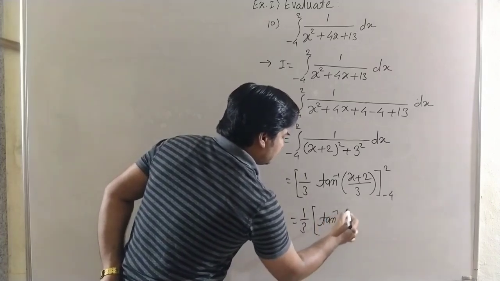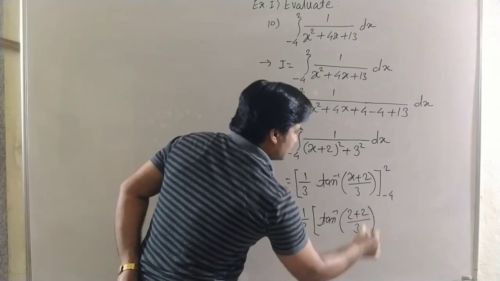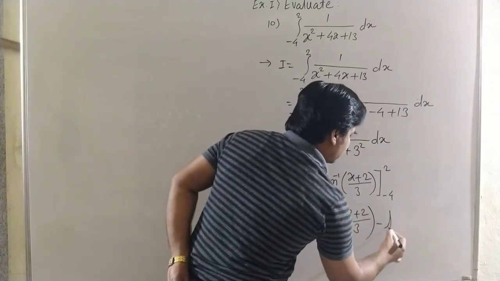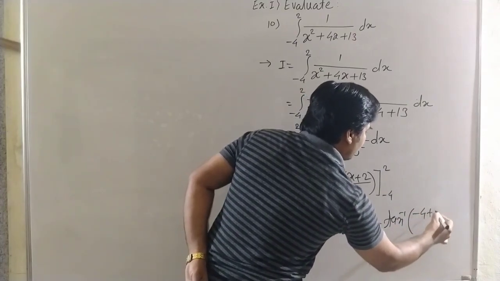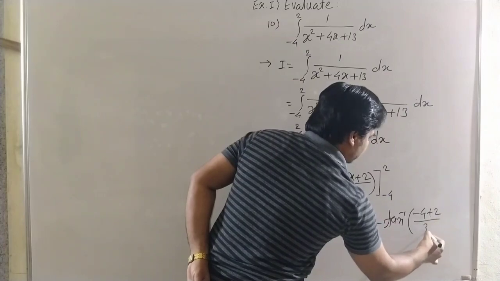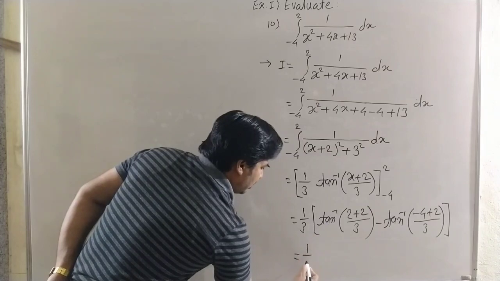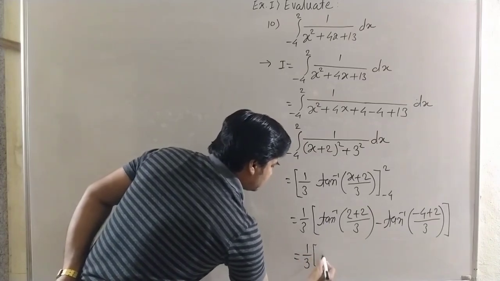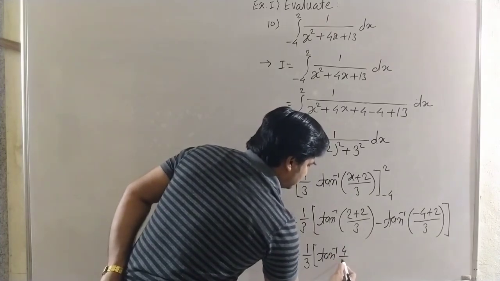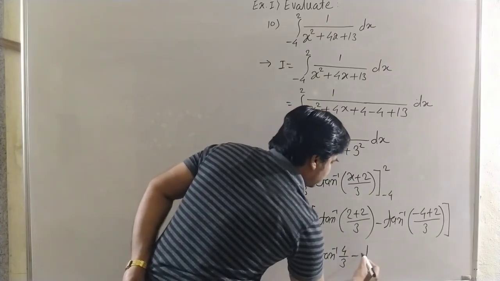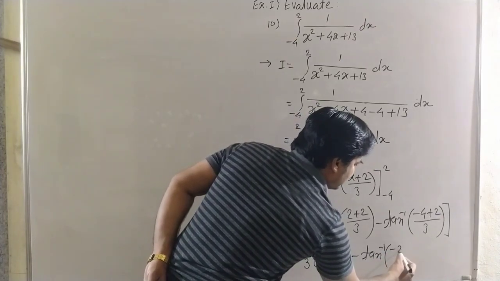Then tan inverse of 2 plus 2 upon 3, it is the upper limit, minus tan inverse of minus 4 plus 2 upon 3. Here it is upper limit minus lower limit, and then it is 1 by 3 tan inverse of 4 by 3, and minus tan inverse of minus 2 by 3.